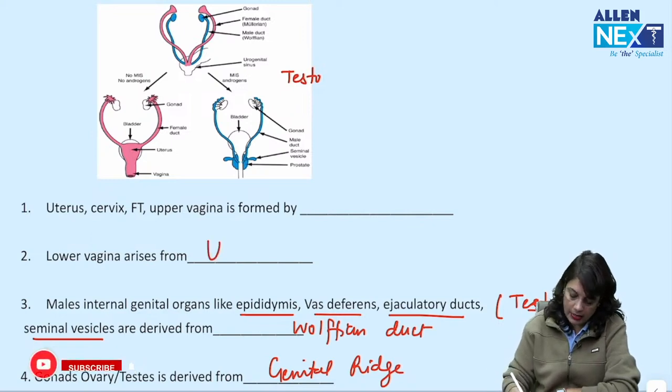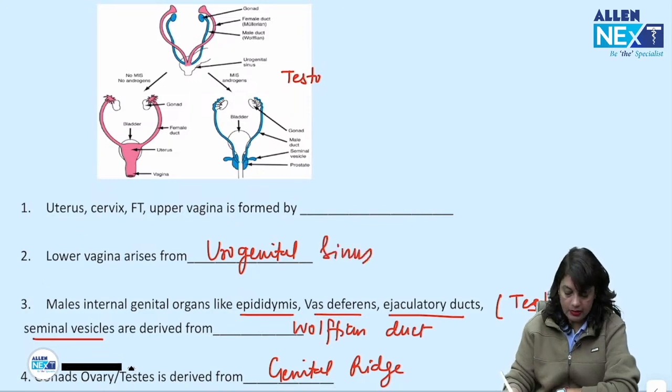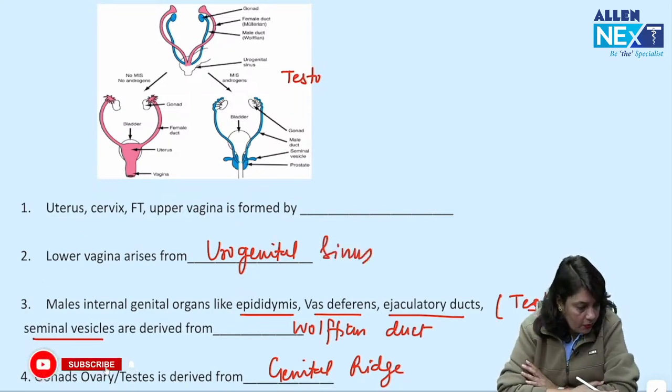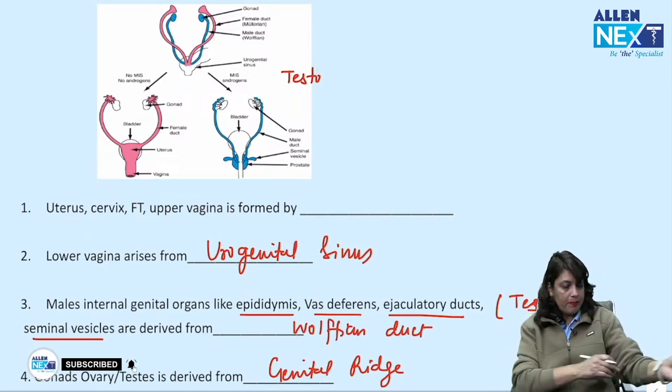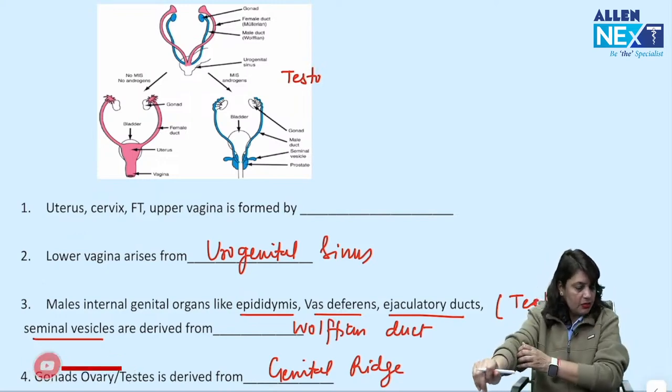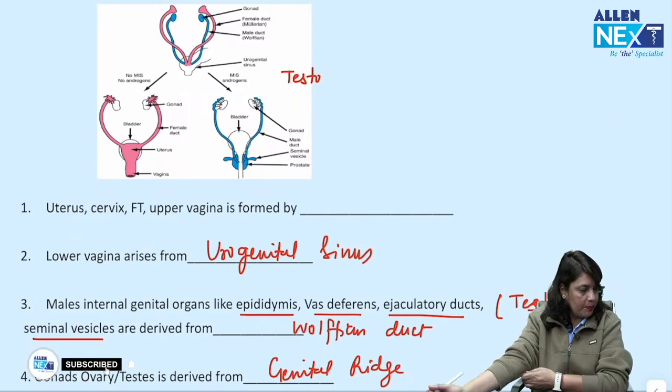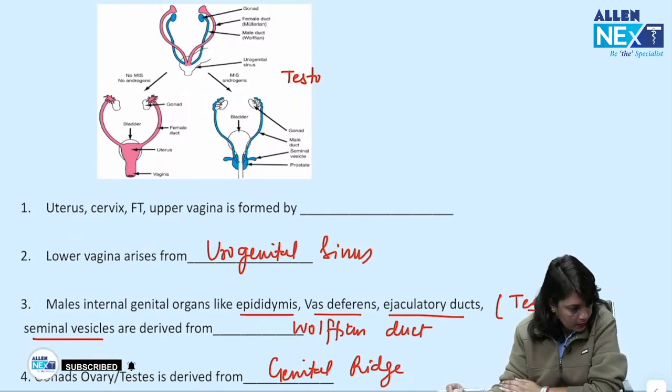Lower vagina arises from urogenital sinus. It should be pap smear to be done first, followed by colposcopy depending upon the pap smear report. Okay.